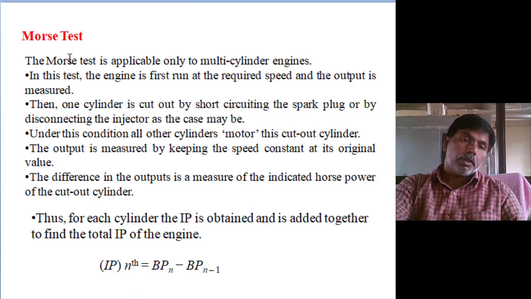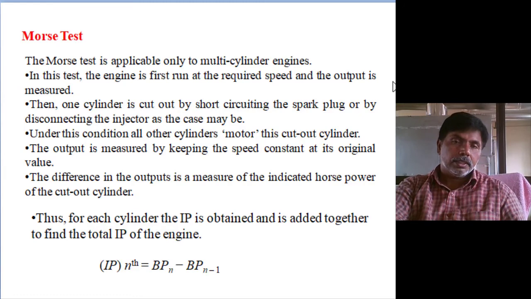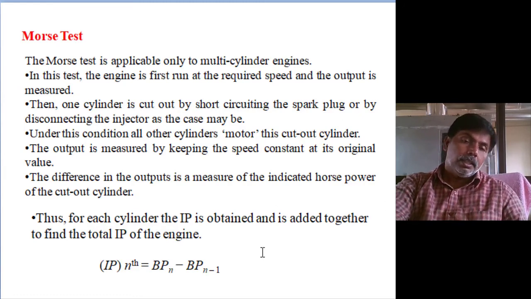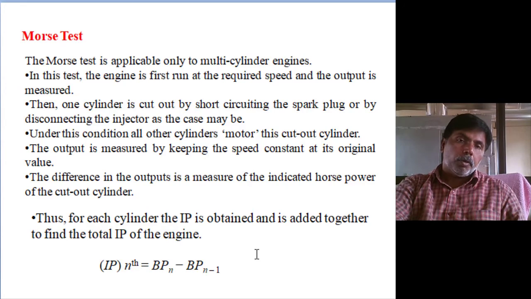Coming to the Morse test, for multi-cylinder engines we are using the Morse test. First we determine the total brake power at a particular speed. Then we make one cylinder inoperative, by cutting off the spark plug or injector. Then we run the engine at that same speed, maintaining constant speed, and calculate the brake power of the remaining 3 cylinders. Next the second cylinder, then the next, like that for n number of cylinders. Total brake power minus the brake power of the remaining 3 cylinders is equal to the indicated power of the first cylinder, and likewise the nth cylinder.